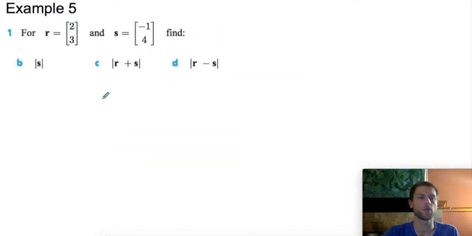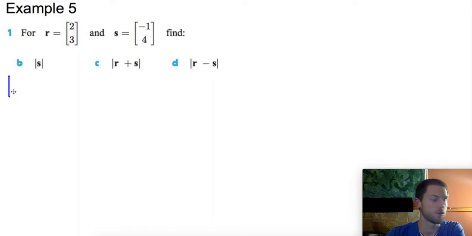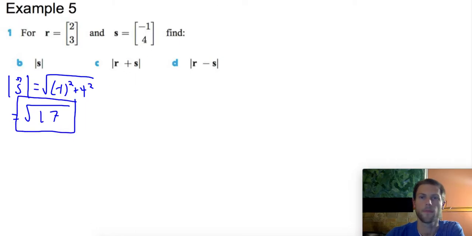So let's see an example of what this looks like. I've got 3 vectors. Some of them are resultants of other 2. And I want to find the magnitude of all of them given these starting points. So let's start off by finding the magnitude of vector S. So the magnitude of vector S is going to equal the square root of -1 squared plus 4 squared. And that's going to equal the square root of 1 plus 16. That's the square root of 17. And that's it. That's my magnitude of vector S.